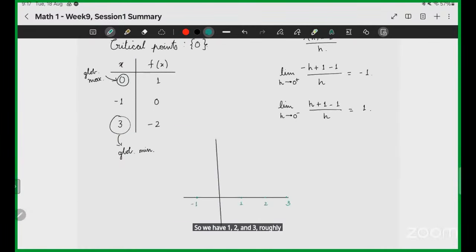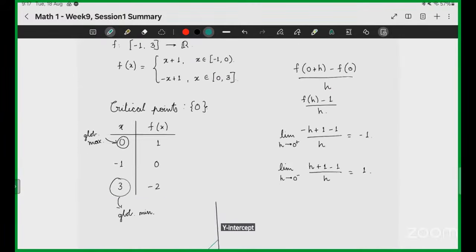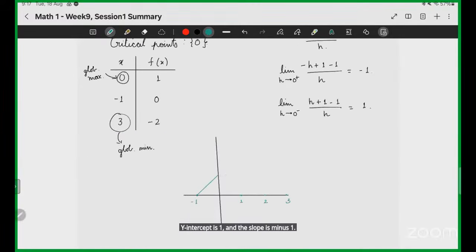x plus 1. What is the graph of x plus 1? It's a slope 1 line, so it's something like this. What is -x plus 1? The y-intercept is 1 and the slope is -1, so it will be something like this.